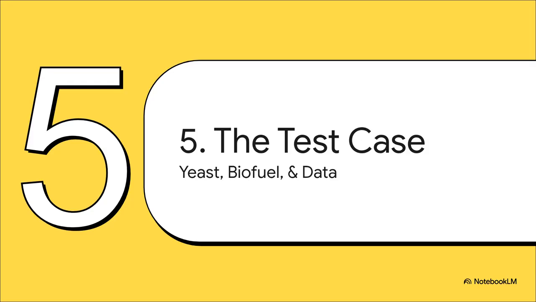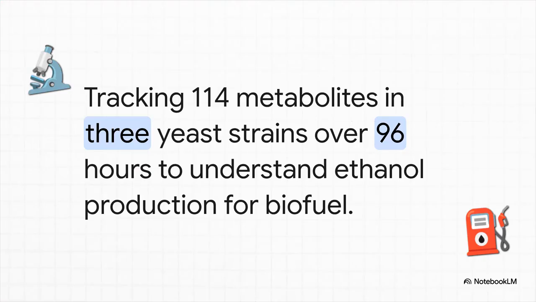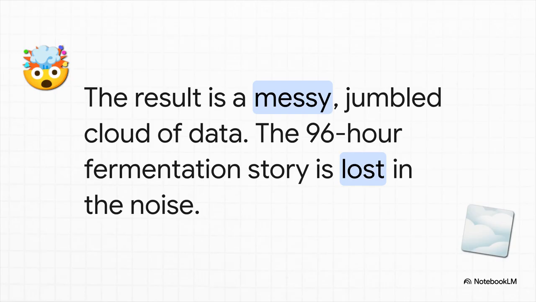Okay, so that's the theory. Sounds good, right? But does it actually work in the real world? Well, to find out, the researchers put it to the test on a very real-world problem. Their test case was all about biofuel production. They took 3 different strains of yeast and tracked those 114 metabolites over a 96-hour fermentation process. The whole goal was to understand the metabolic differences between the strains to hopefully make the ethanol production process a lot more efficient.